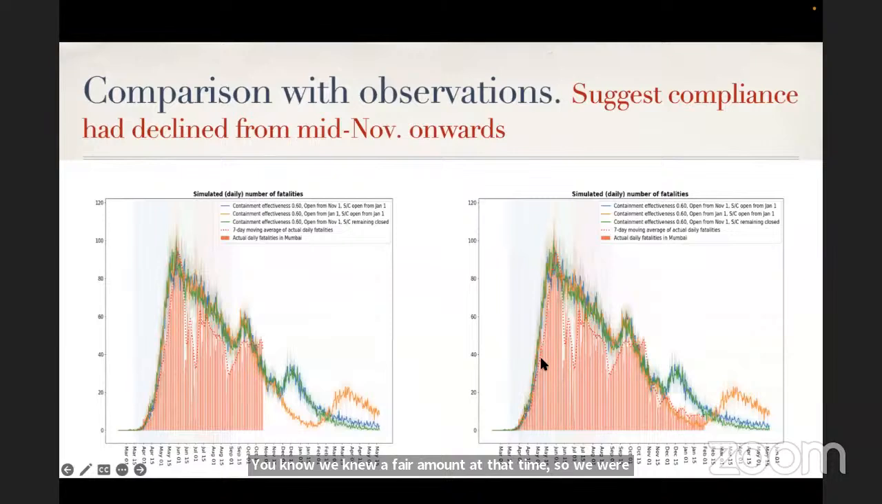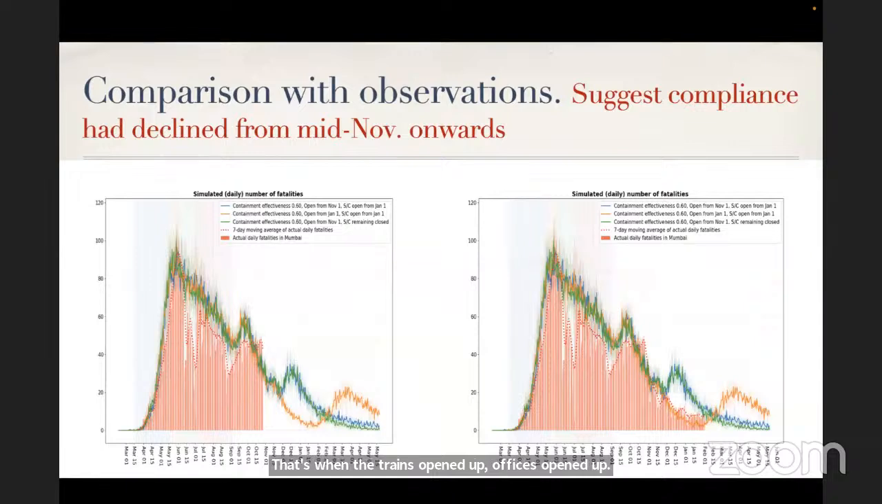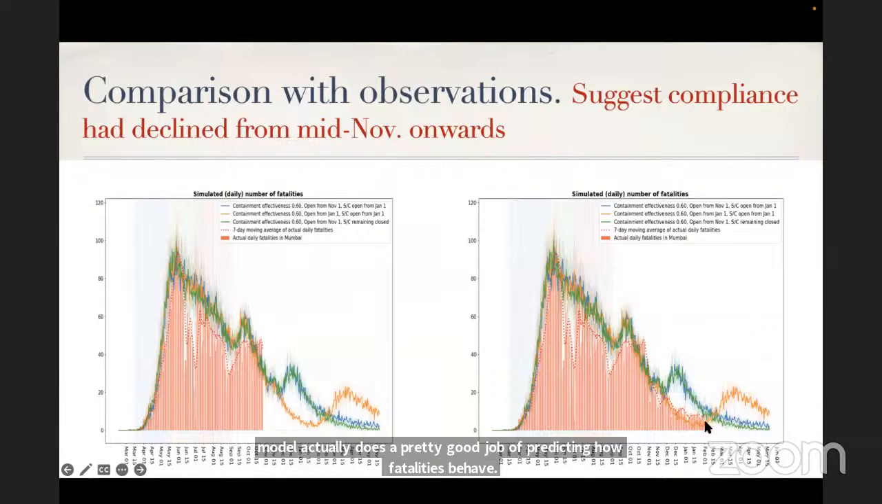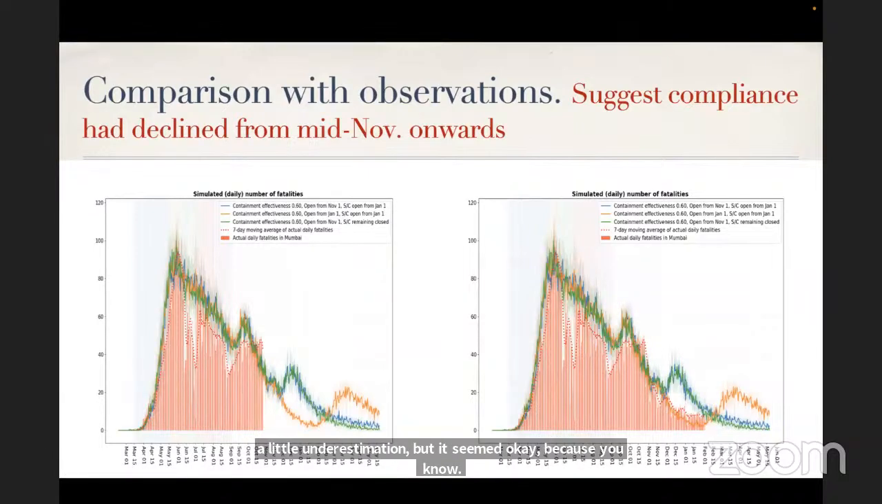And this is exactly what had happened. So 4 months after that, from end October to end January, because Mumbai actually opened up on February 1st. That's when the trains opened up, offices opened up. So till February 1st, our model actually does a pretty good job of predicting how fatalities behave. It's a little underestimation, but it seemed okay because, as people see that the disease is coming down, they change their behavior. Once you account for that, our model would have done a pretty good job.